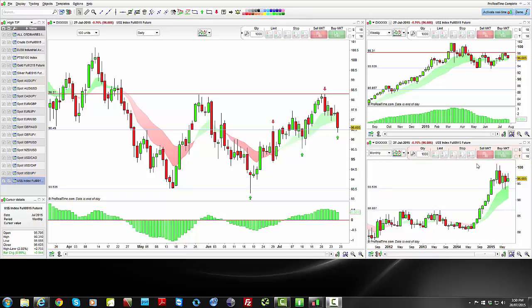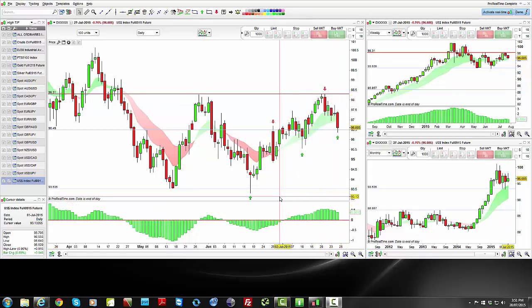As you can see on the monthly chart, we are still in an uptrend. On the weekly chart, we are in an uptrend. However, we have identified a level of potential resistance at 98.31, which is identified by this red horizontal line over here, which you can see over here in the daily chart.